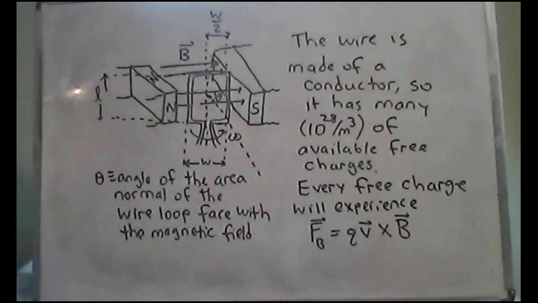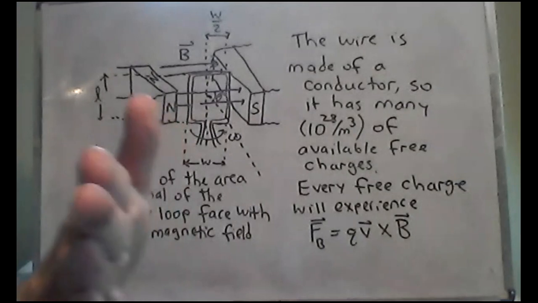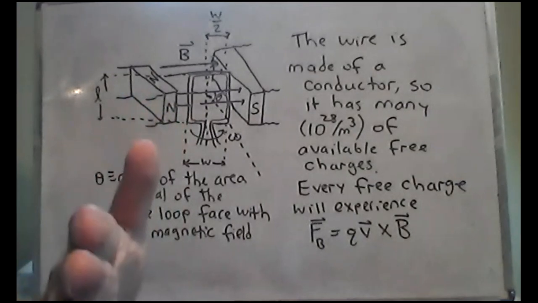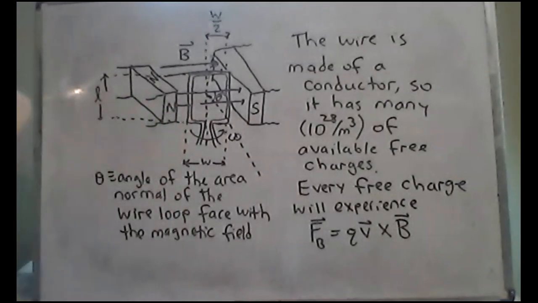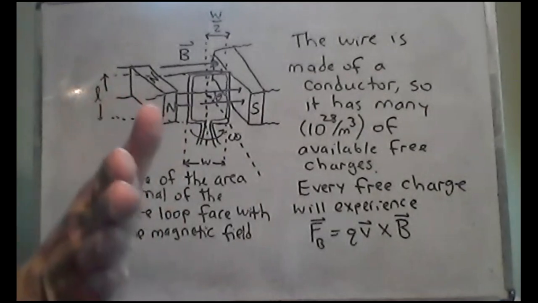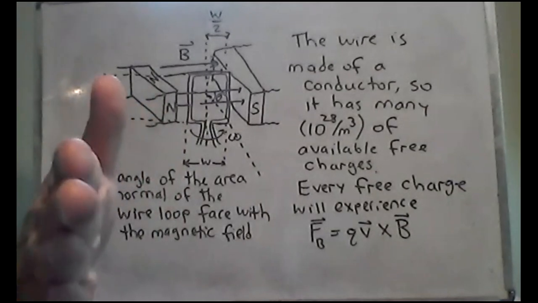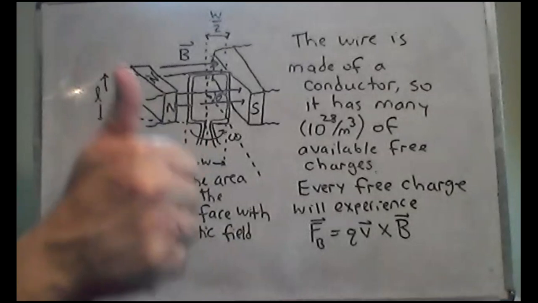So its particular velocity is going to be what? It's going to be a QV coming straight at you right now. Again, I'm talking about the left side of the wire. I'm just talking about one charge, left side of the wire, QV. And where's B? Cross B is going to be pointing up.